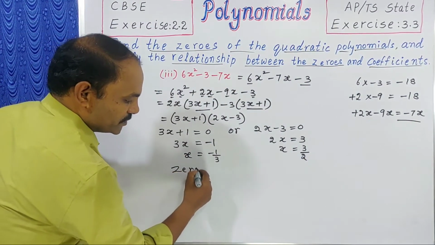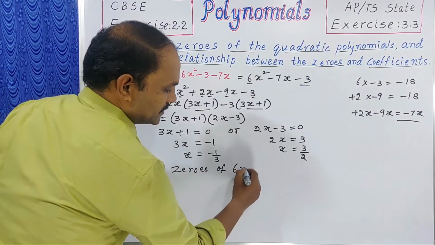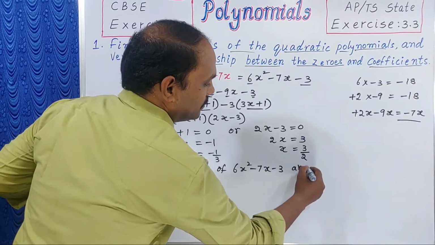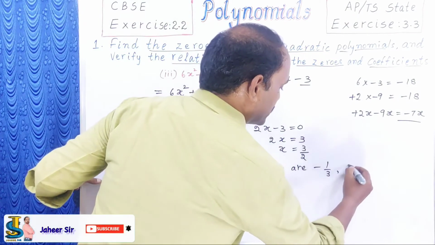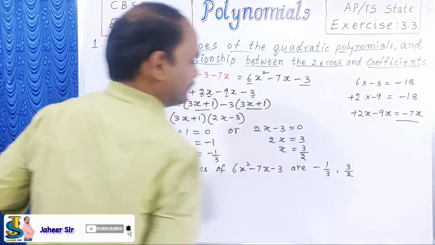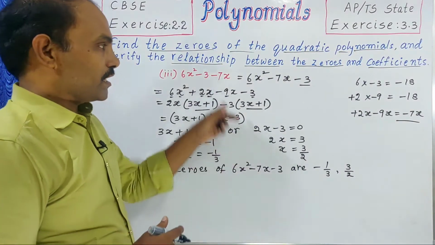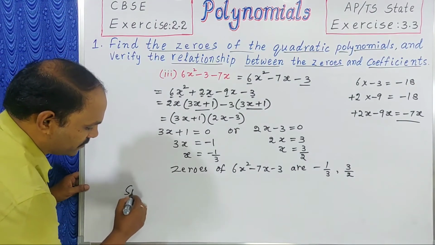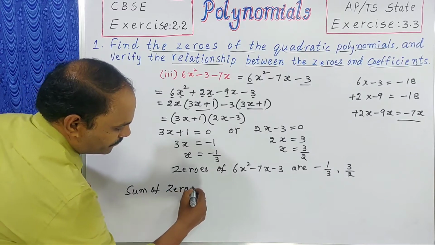Zeros of 6x square minus 7x minus 3 are minus 1 by 3, comma, 3 by 2. These two are the zeros. Now check the relation between zeros and coefficients. So first, the sum of zeros.